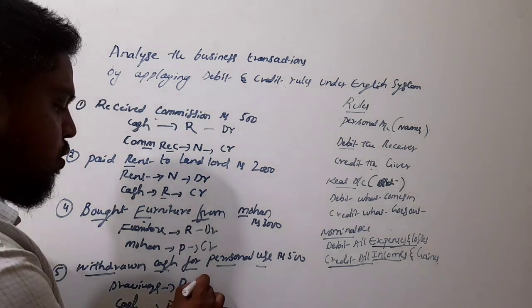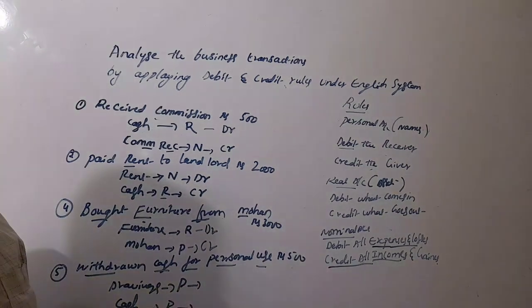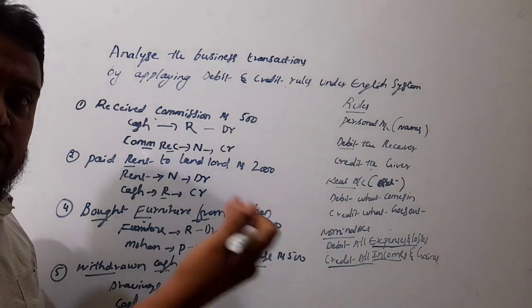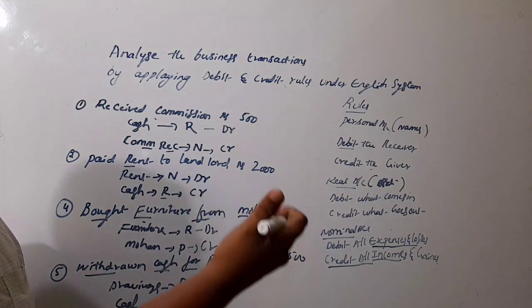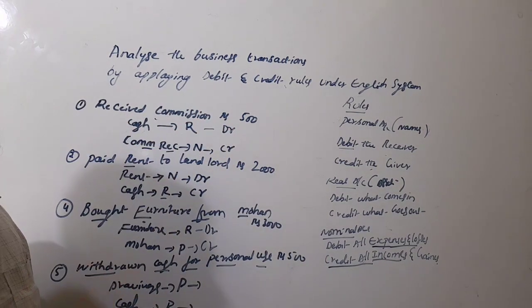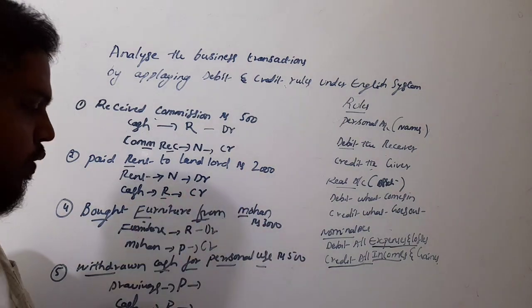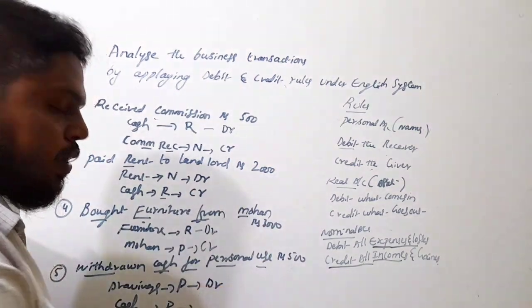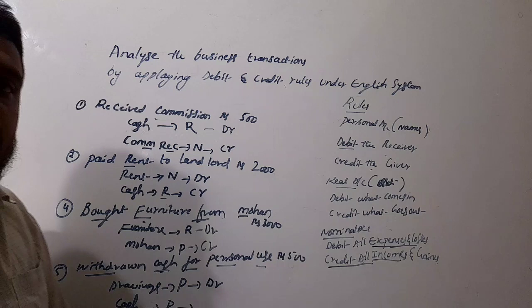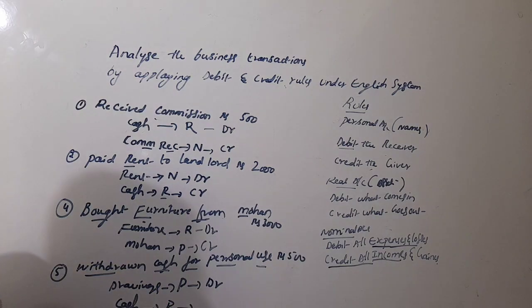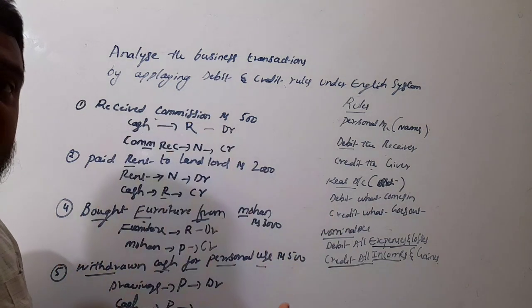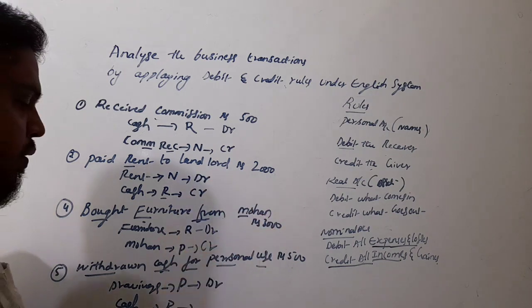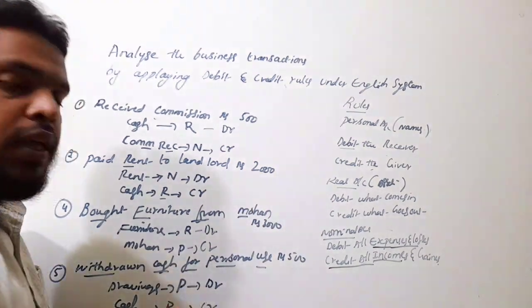Now you have to find out what is debit and what is credit. Withdrawals made by the owner. The owner comes under personal account: debit the receiver. So this is debit side. Cash is a real account. Credit what goes out. So cash is going out from the business. So this is the credit side.